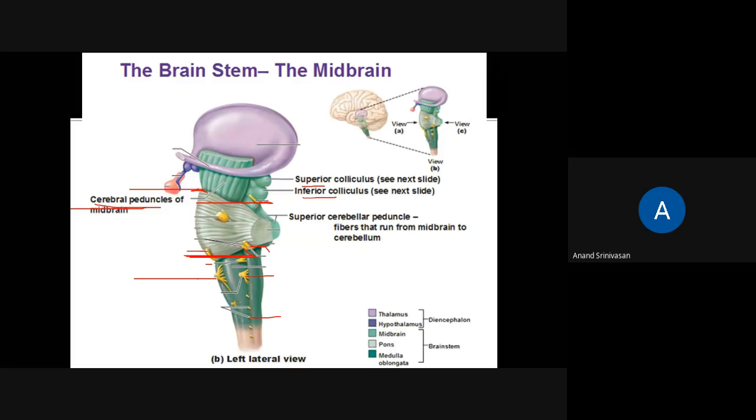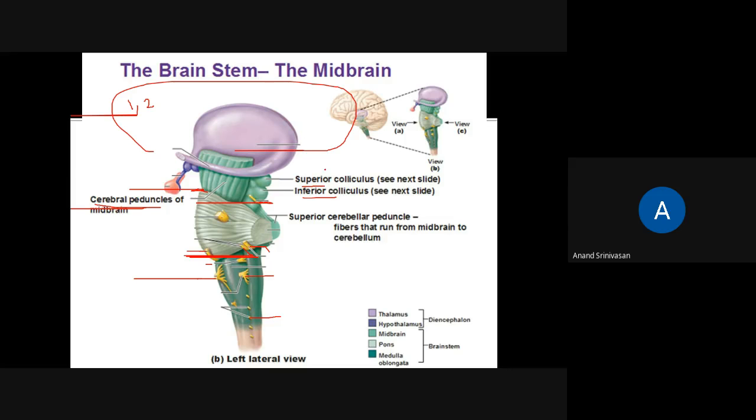Now how can I remember all these cranial nerves? I'll tell you an easy way. Remember 1 and 2, that is olfactory and optic. They arise from the cerebrum. You know that the cerebrum is located above. So the first and the second cranial nerves, the olfactory and optic nerves, are located near the cerebrum.